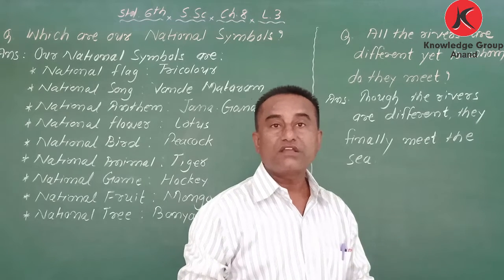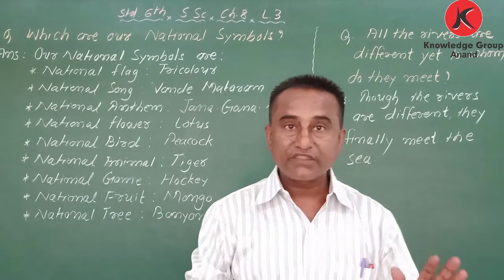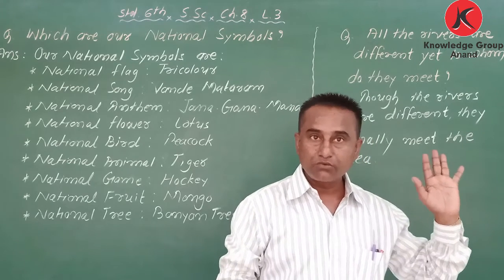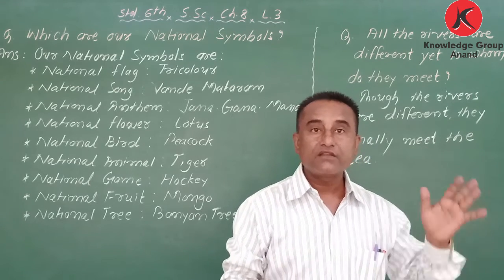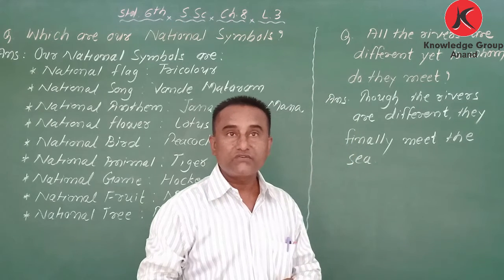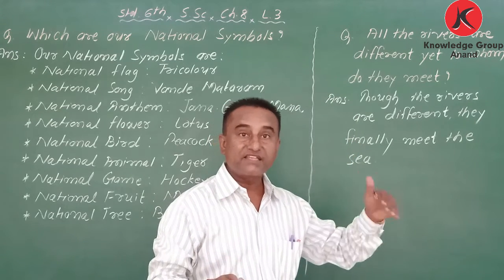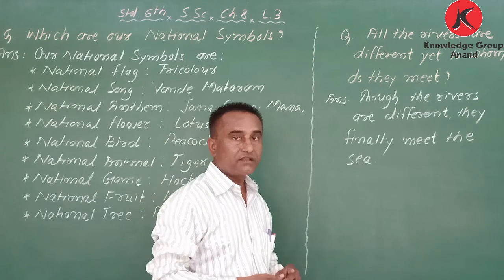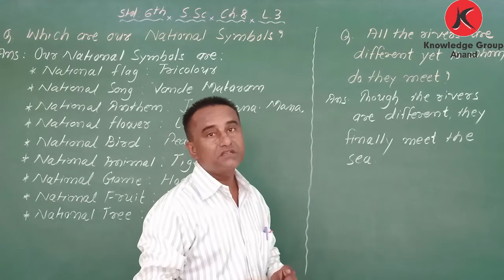All the rivers. Okay, some rivers are there, they do not have end, but that is different. We are not discussing about those rivers which have no end. We are discussing about those rivers which are originating and at last they have end. So when the rivers originate, finally they meet the sea.